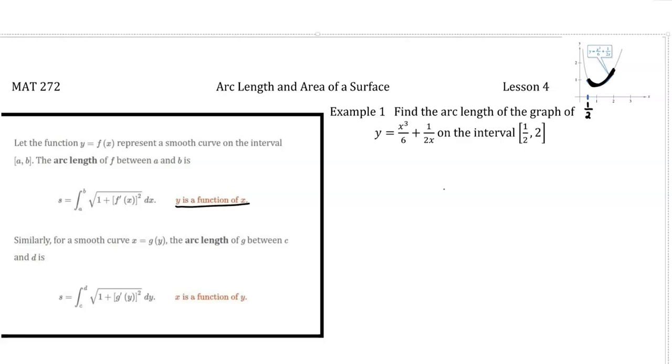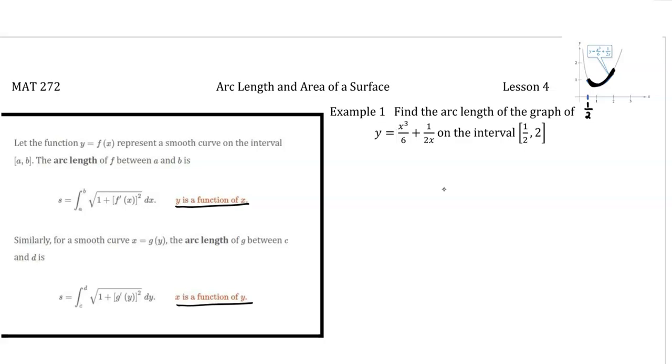There's two formulas for the arc length of a curve. It depends on if your function is a function of x or if your function is a function of y. Depending on which one you have, that determines which formula you will be using. The formulas are essentially the same, it's just that one has x in it and one has y in it. In our case, we have a function of x. You know that because you look at the function and you see y equals with x's in the function.